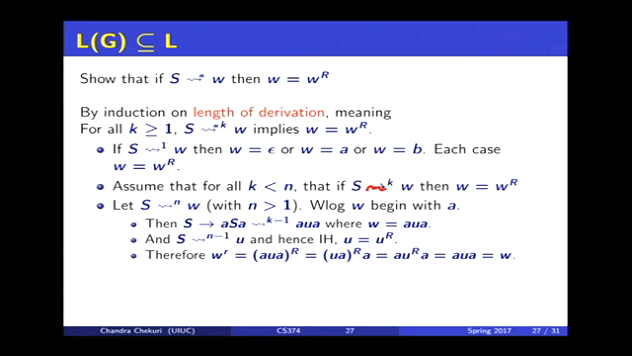Then the only way the string will start with A is that the first production is of the form S goes to ASA, and then in n minus 1 steps I derive the string U, so W is AUA. The string U is derived from S in n minus 1 steps, so by the inductive hypothesis U is a palindrome. Then we have to argue that AUA is also a palindrome, which is easy to do.